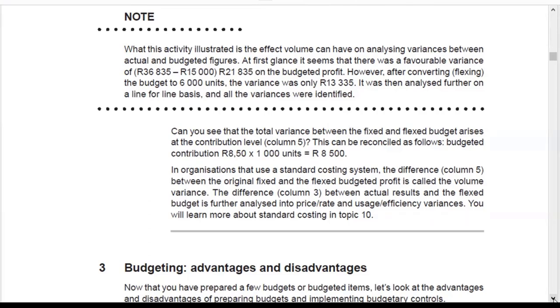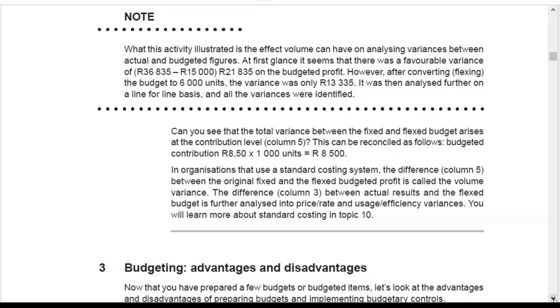For instance, the actual volumes in this scenario that we are looking at took into account a government tender that these people won, which brought them an additional 1,000 units that they sold. So the fixed budget doesn't take that 1,000 extra. It's locked. But a flex budget takes into account what happened actually this year in terms of volumes. But we still use the standard or target rates.